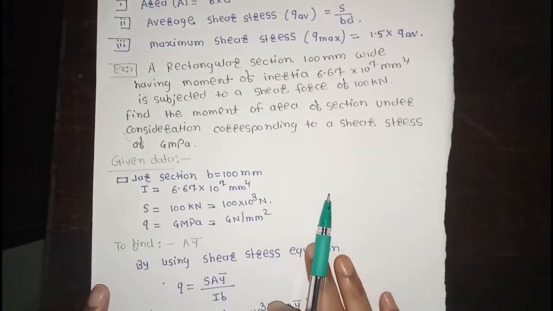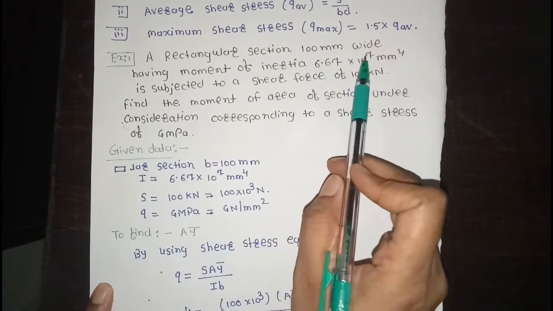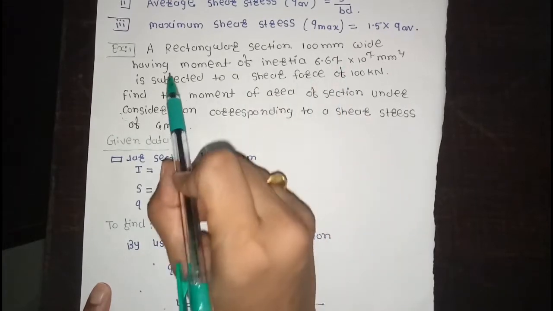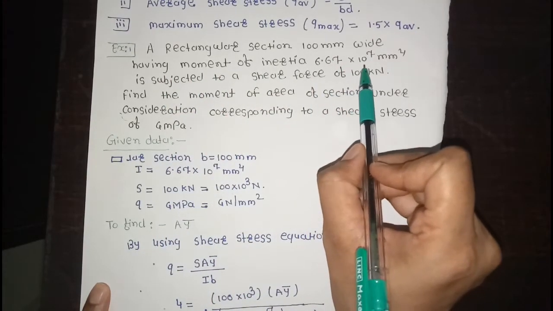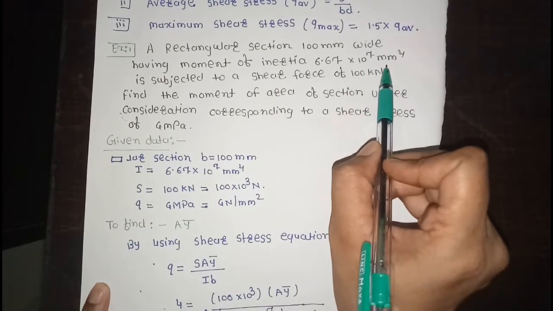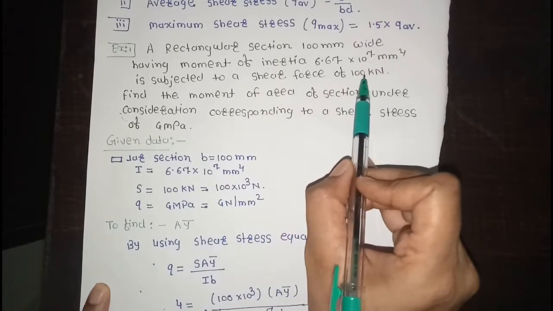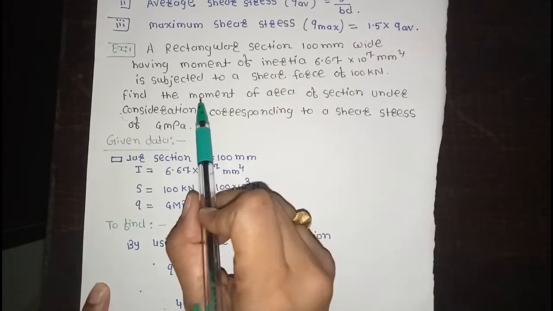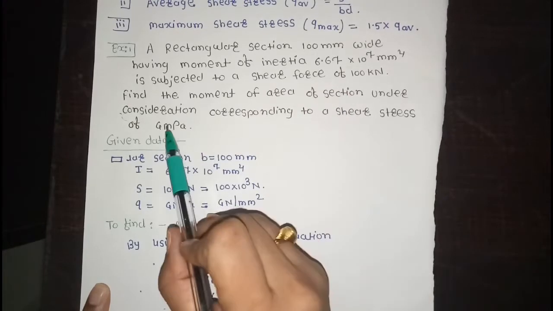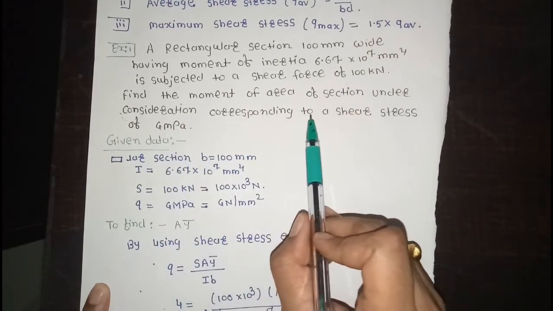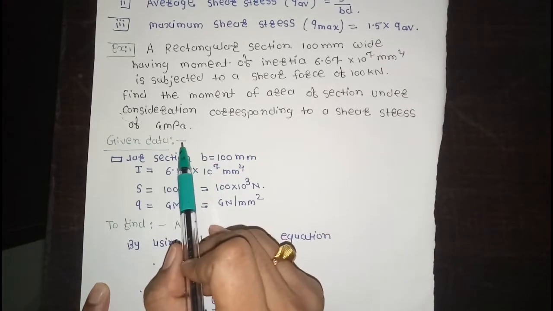So first example: a rectangular section 100 mm wide having moment of inertia 6.67 into 10 to the power 7 mm raised to 4 is subjected to a shear force of 100 kN. Find the moment of area of the section under consideration corresponding to a shear stress of 4 megapascal.